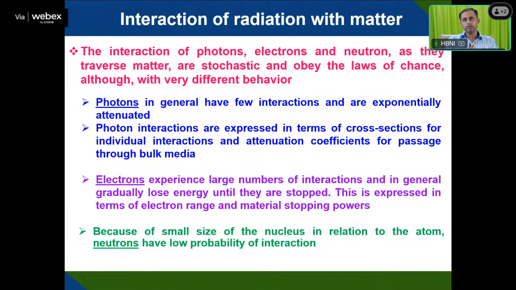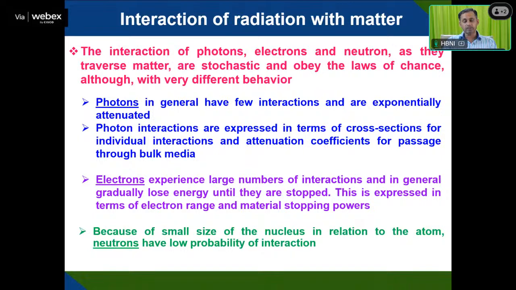Similarly to light interaction, radiation also interacts with matter. The interaction of photon, electron, or neutron is mainly stochastic behavior, and it obeys laws of chance. It's not that there will be 100% interaction. It's all based on laws of chance, with different behavior. Between these three, the photon generally has very few interactions, it is exponentially attenuated, and mostly it will be absorbed or scattered.